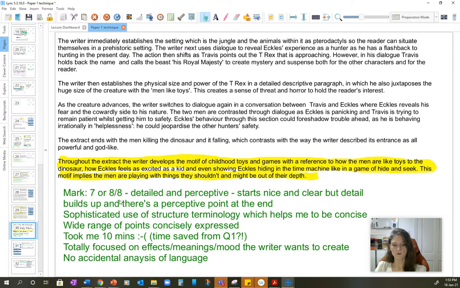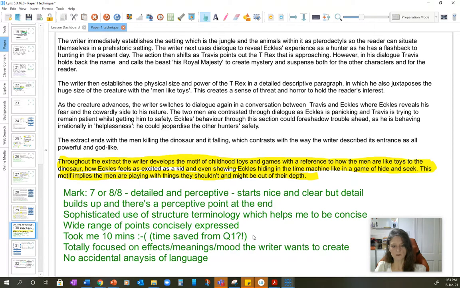So we'd get either 7 or 8 out of 8. It is detailed and it is perceptive. It starts nice and clear, but all the way through the detail builds up, and this yellow point is perceptive at the end. Throughout, which is also level 4, I use structural terminology in a sophisticated way. But more than that, I use structural terminology to help me be concise, so I don't have to explain what I'm trying to say.